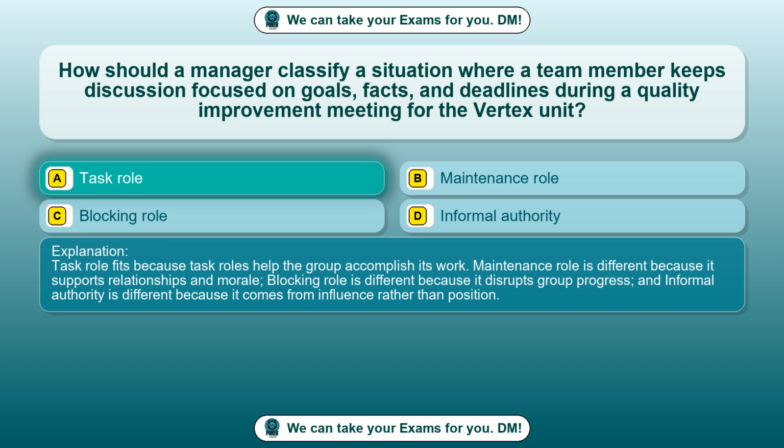Maintenance role is different because it supports relationships and morale. Blocking role is different because it disrupts group progress, and informal authority is different because it comes from influence rather than position.